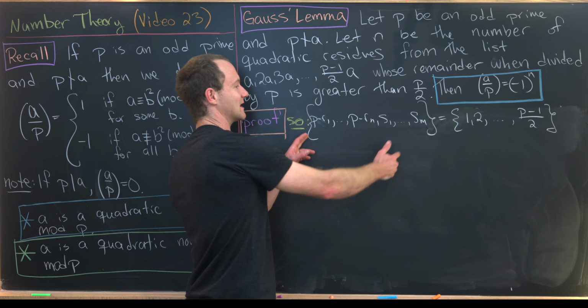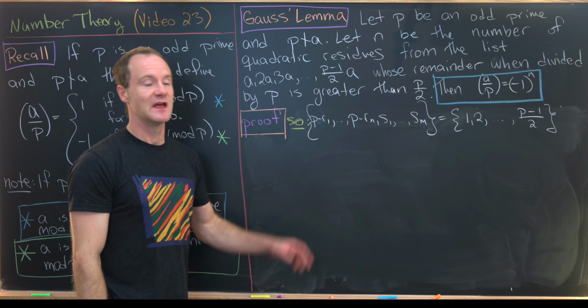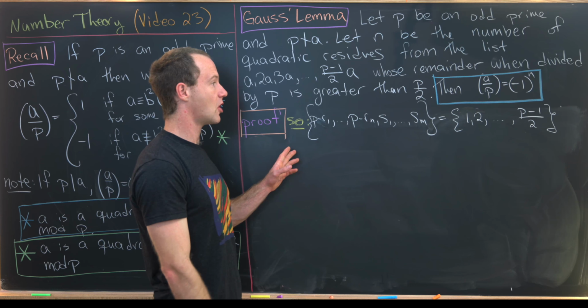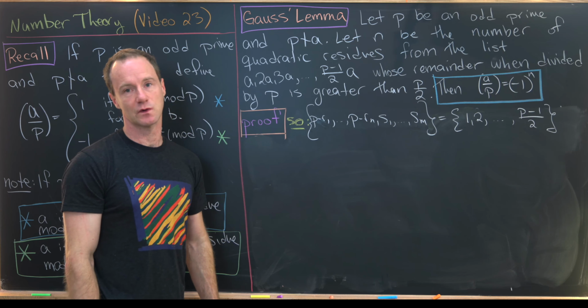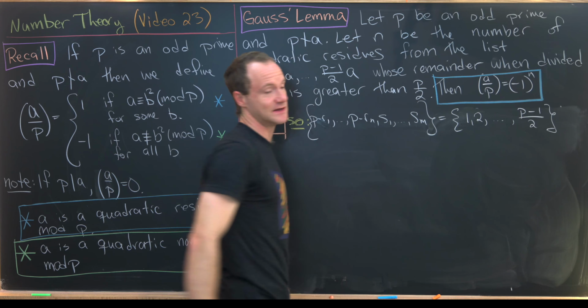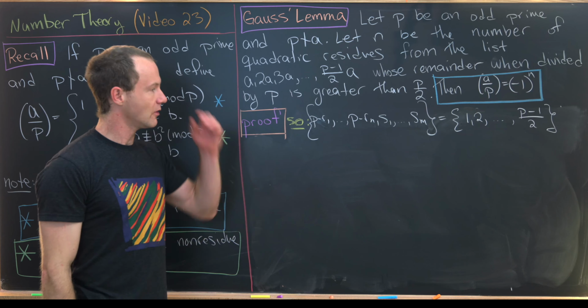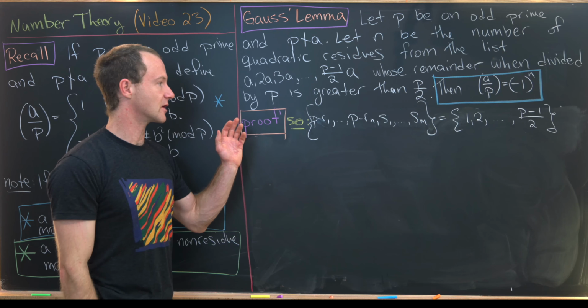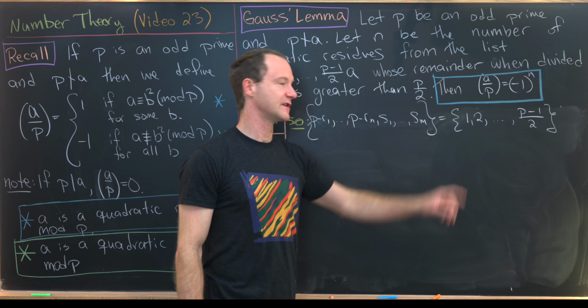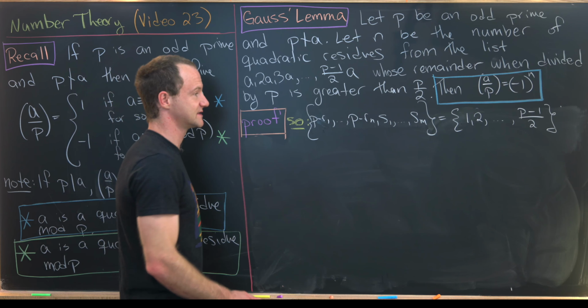But that means we've got a list of (p minus 1) over 2 numbers that are all different, and they're all between 1 and (p minus 1) over 2. That means this set right here is exactly this set right here. There's no overcounting even. Okay, so what we're going to do from here is take the product of everything in this set, which is the same as the product of everything in this set.